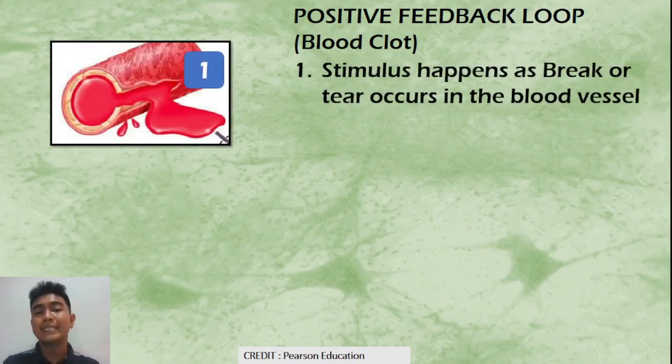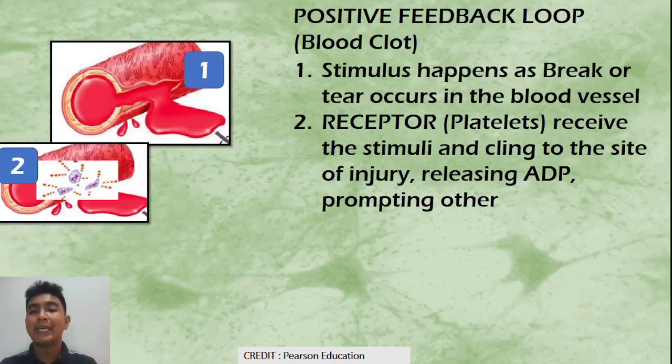So, another example is blood clot. When you get wounded, a break in the blood vessel will be the stimulus. And the platelets will receive that stimuli that something is gushing out outside your skin.